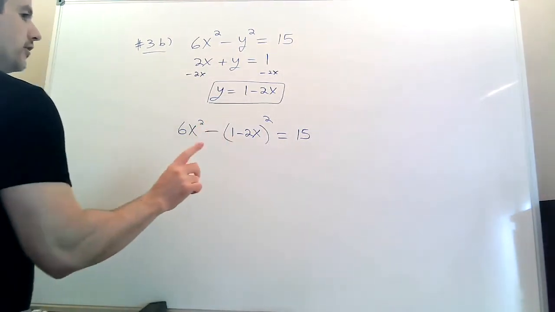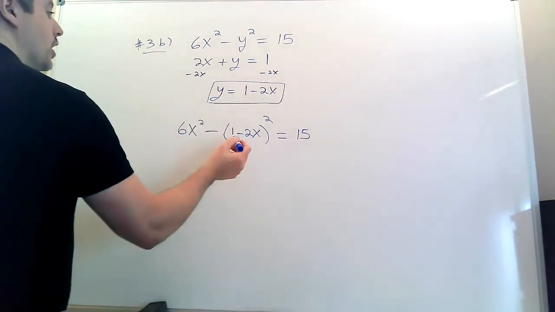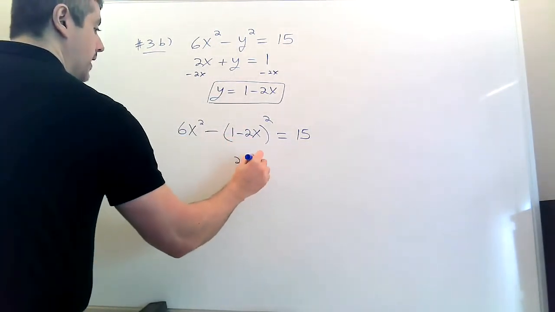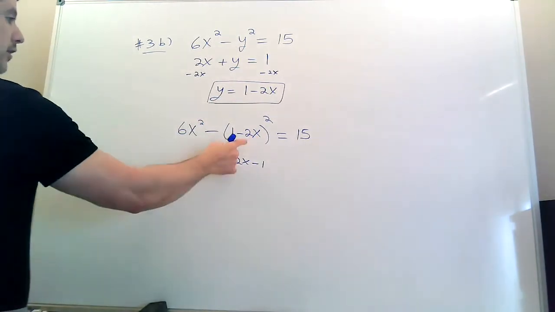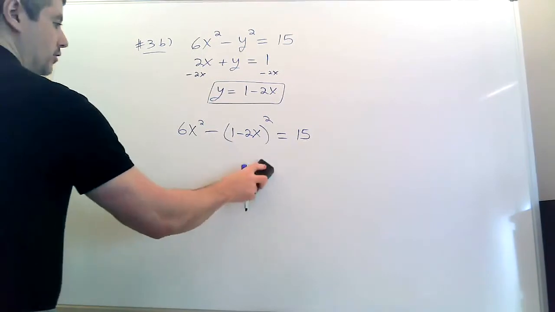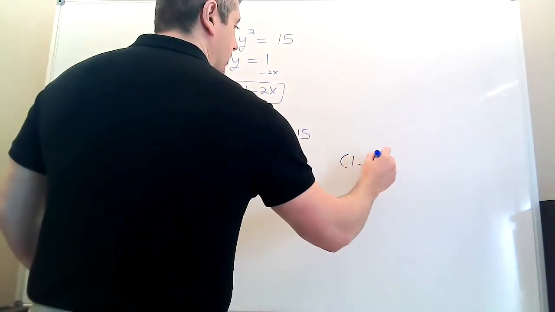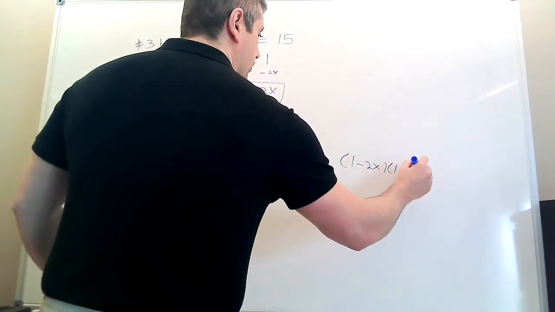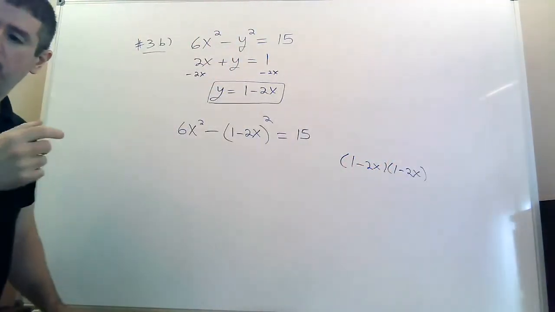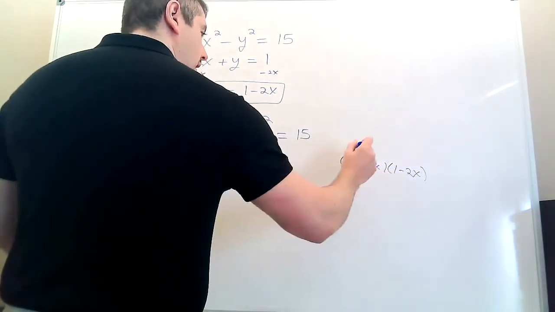Remember, don't try to reverse this. This time you will totally screw up the problem if you do it. Don't put 2x minus 1 because 2x minus 1 is not the same as that. If you want to put negative 2x plus 1, don't do that either. On the side, just do 1 minus 2x, 1 minus 2x, right? When you square something, you times it by itself. So you write it twice, and now you do your FOIL.